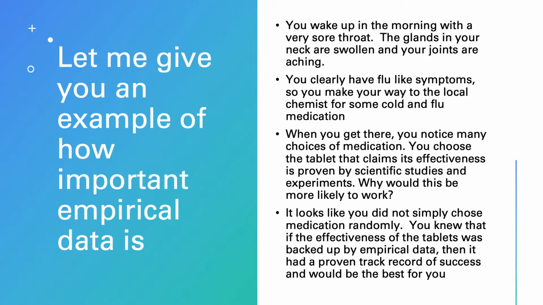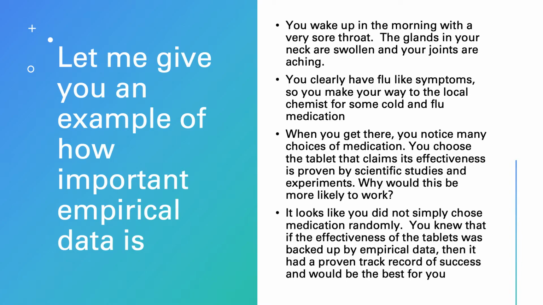So why would this be the one that's more likely to work? You would have chosen that one, not on a whim, not randomly, but you chose it because of those claims. And those claims are backed up by empirical data because it's claiming to be proven by scientific studies and experiments. So it's empirical data. It's got a proven track record of success, and that would be the best for you. So that is why empirical data is really important, because it means that something has been tested and it's been proven to work. Therefore, we would choose that.